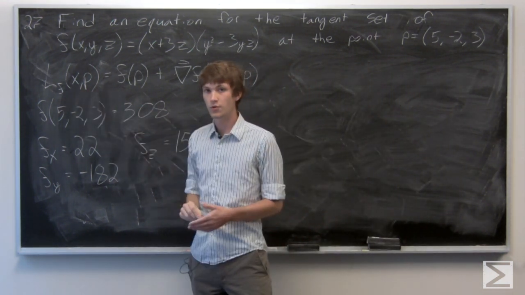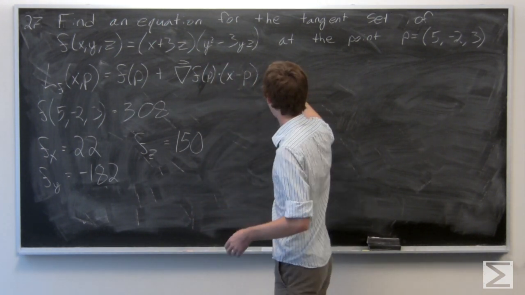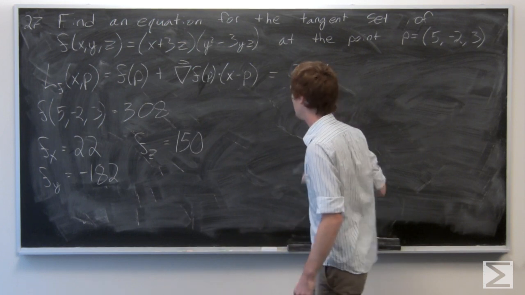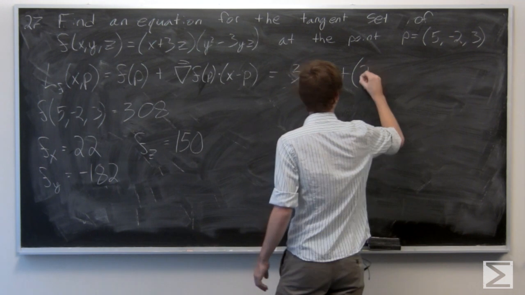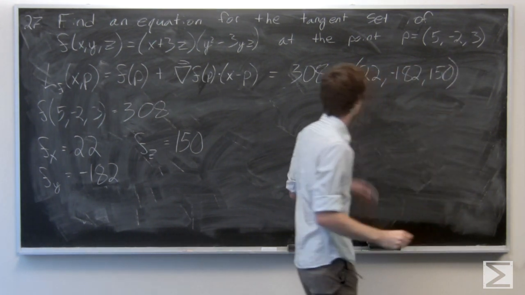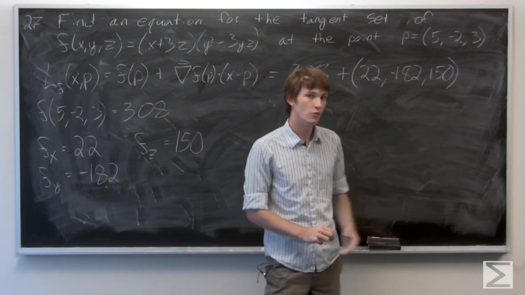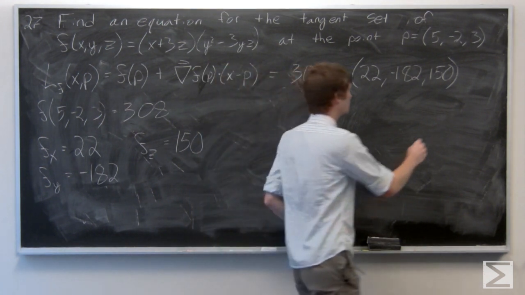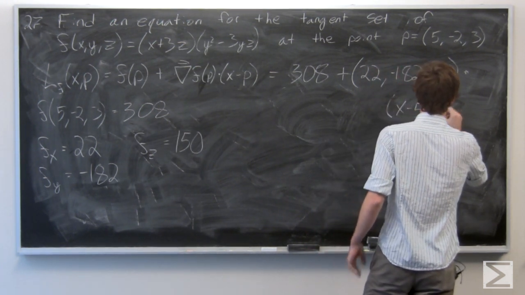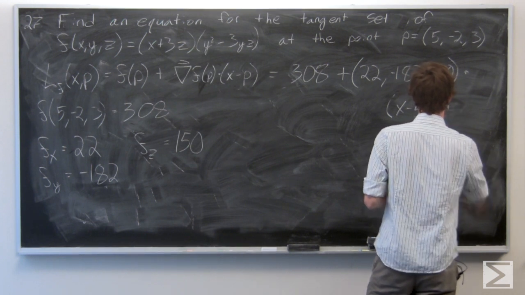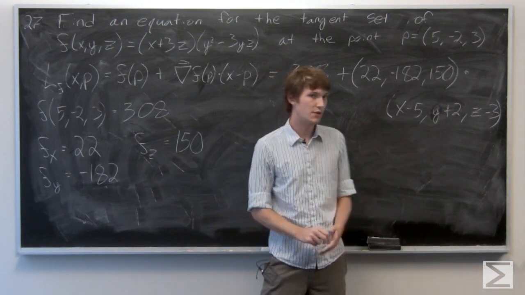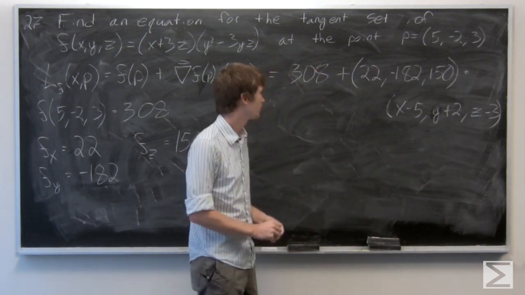Okay, so now we're going to calculate the linearization of f at p. Our value of f at p is 308. Our gradient vector is (22, -182, 150). And then x minus p dotted with the vector (x minus 5, y plus 2, z minus 3). We can evaluate that.